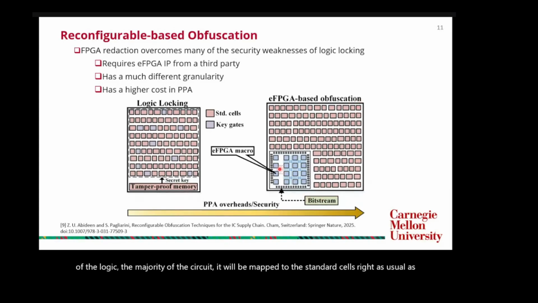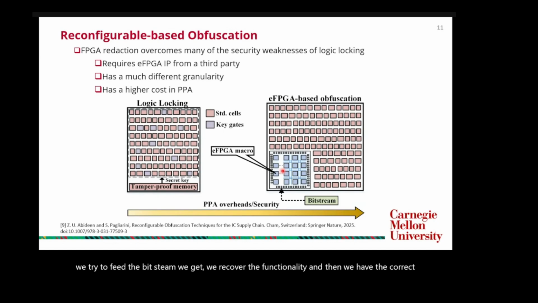Then we embed this eFPGA and we send this to the foundry, and then it comes back. For the foundry, we don't have a bit stream here, and this logic is hidden. So the circuit is partially locked. Once this chip comes back, we feed the bit stream, we recover the functionality, and then we have the correct functionality of the IC.